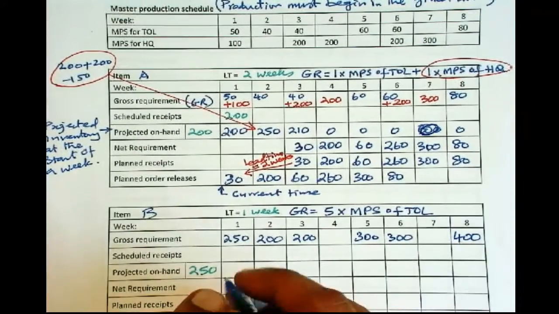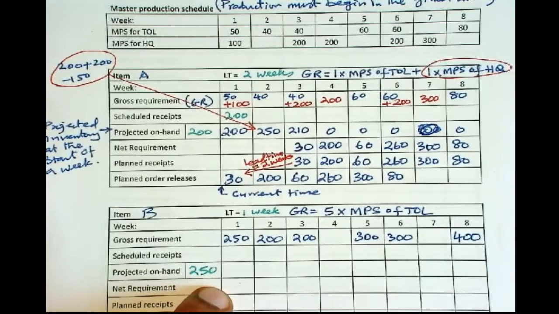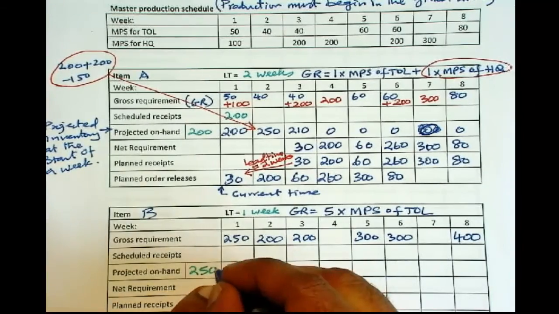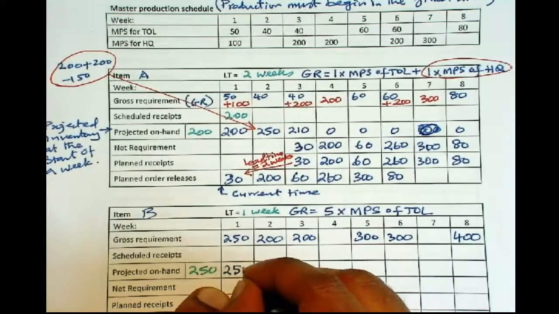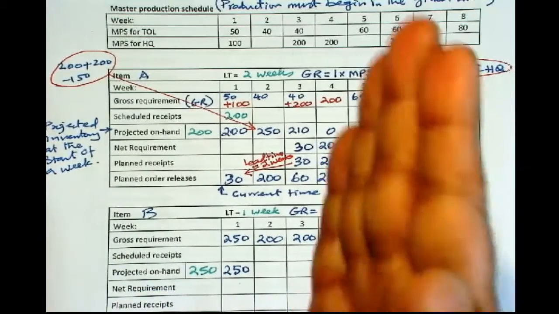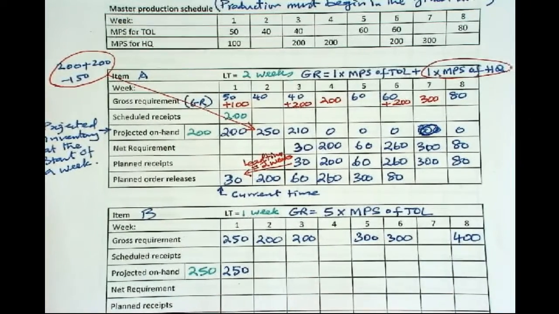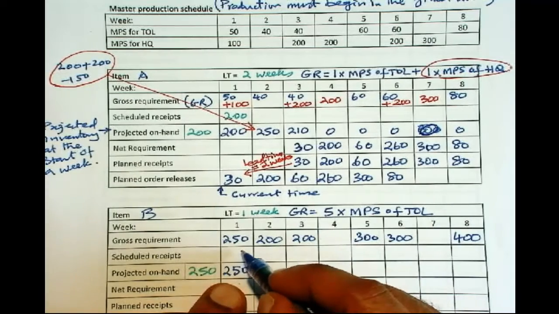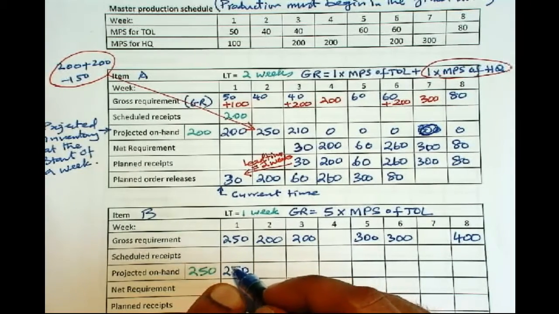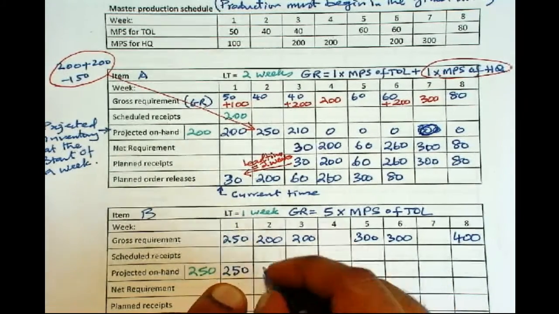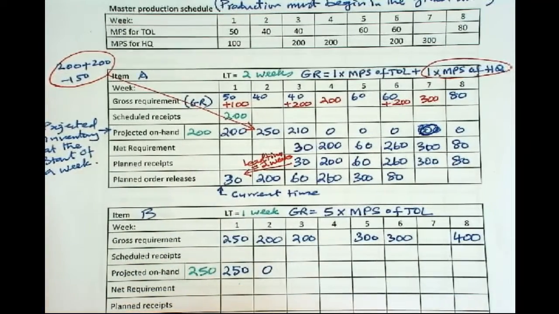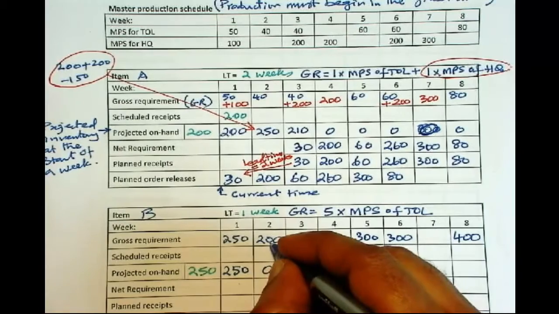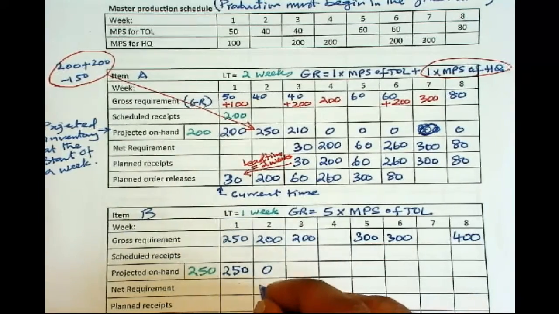So here, 250 is the available on hand at the beginning of week 1. Now nothing is coming in and 250 is going out. So projected on hand for week 2 is 0. Now the net requirement is 200 itself.